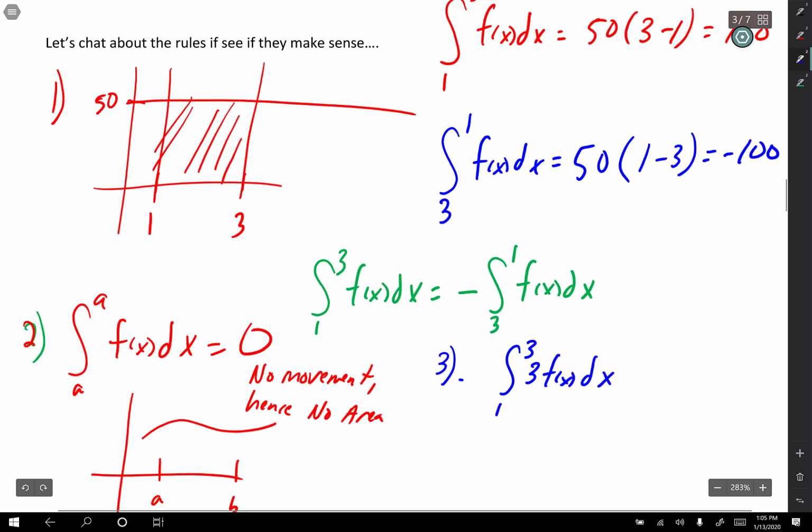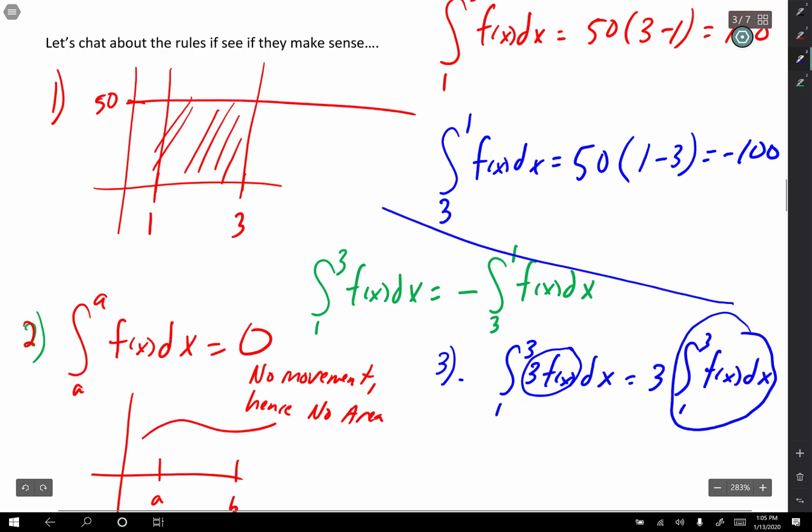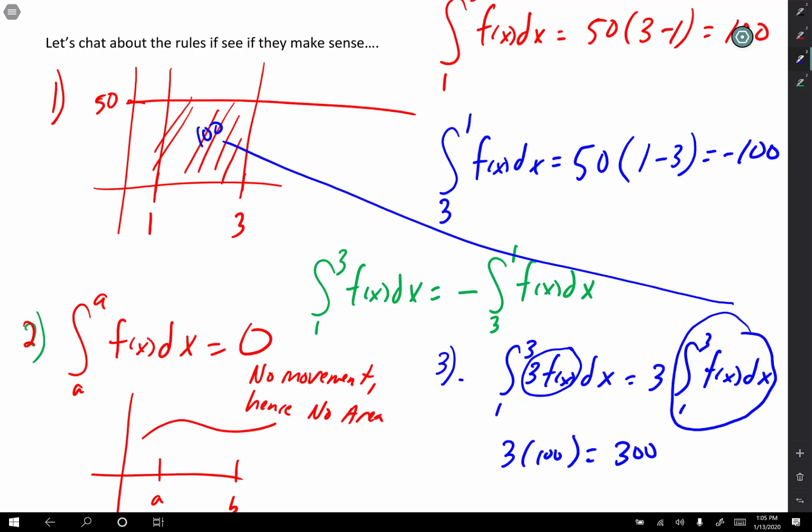Doesn't that 3 mean that whatever f of x was, I'm going 3 times higher? So I can take that out if I want. 3 times the integral from 1 to 3 of f of x dx. And look, this right here that I'm circling, that area was already 100. And then I just multiply by 3. 300. And that's all it means. And it would be true if I left it as 3f of x, then that new f of x would be 150. And then 150 times 2, I get 300 again.